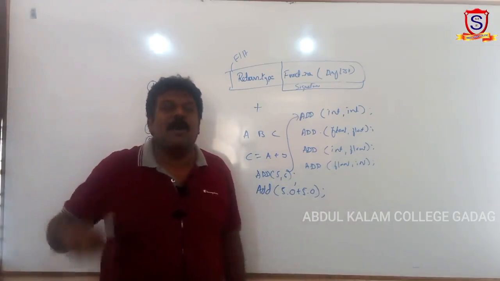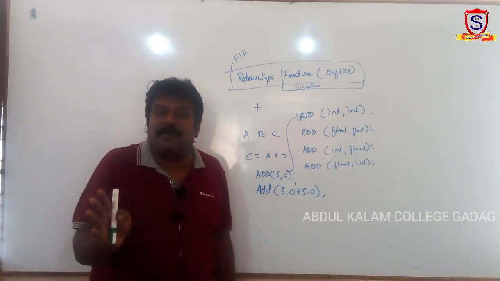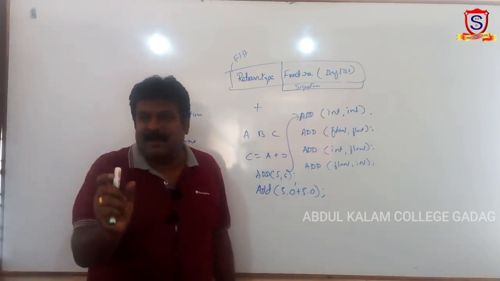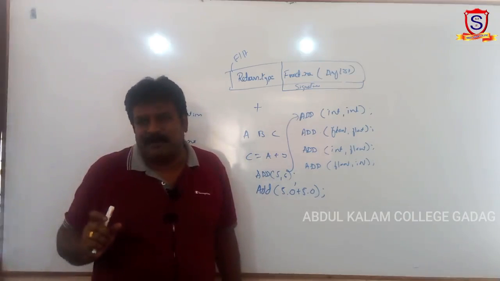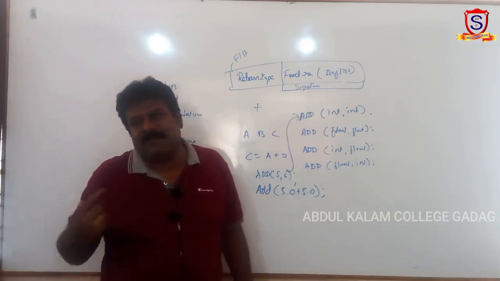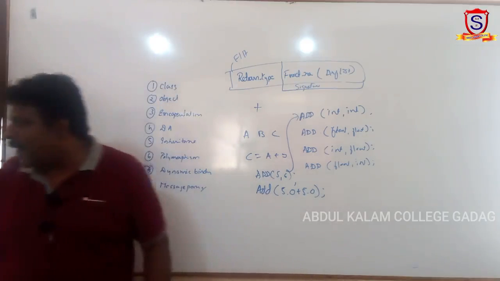So function overloading is going to help us in this particular manner. This is what is called polymorphism. Polymorphism is nothing but giving multiple forms to a single thing in a programming language. Understood? That may be an operator or that may be a function. The next thing is dynamic binding.